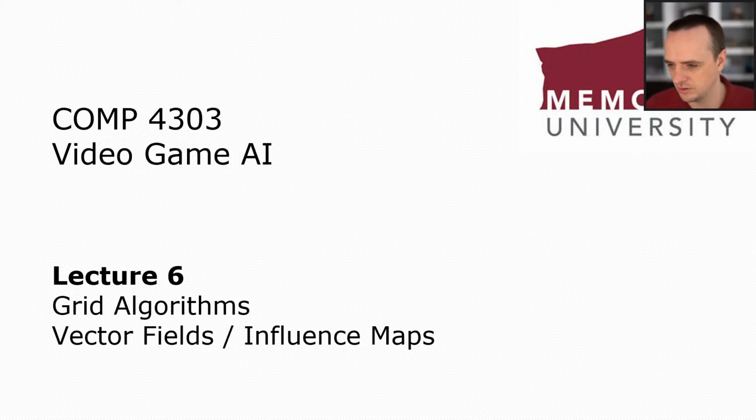So today's lecture is half recap from 3200 and half new stuff for assignment 2. We're going to be talking about grid algorithms, and then we're going to be talking about vector fields and influence maps. If you did computer science 3200, it's going to seem like I'm going a little bit quickly through some of these slides, but that's because we have done most of this material in 3200 before, but it is very relevant to this course, so we're going to do it again.